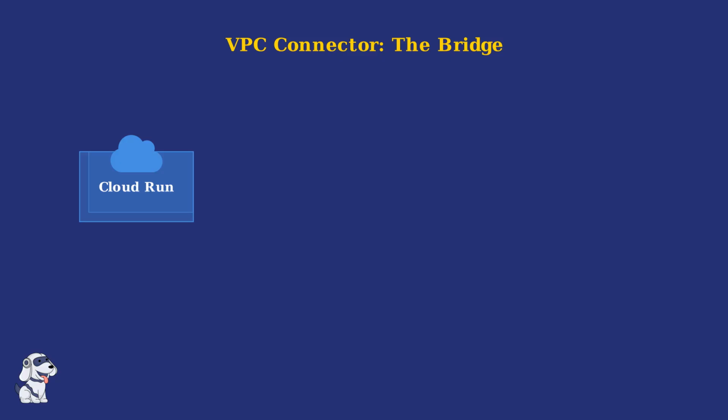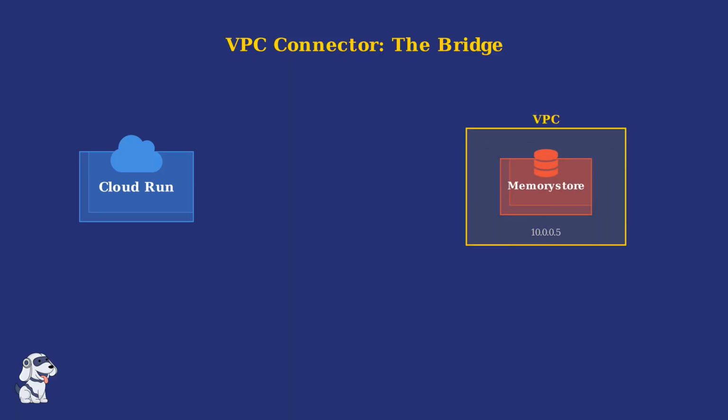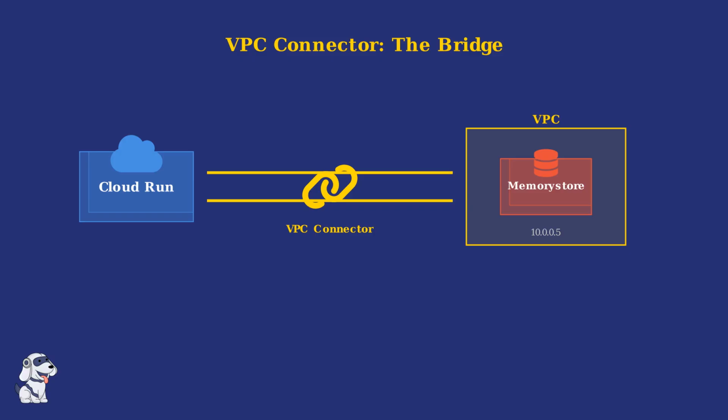On the left, we have our Cloud Run service running in Google's managed environment. On the right, we have our memory store instance safely tucked away in a virtual private cloud with its private IP address. Now, here's the magic. The VPC connector acts as a secure tunnel, creating a bridge between these 2 environments. With the VPC connector in place, data can now flow securely from Cloud Run through the connector and into the private network to reach memory store.